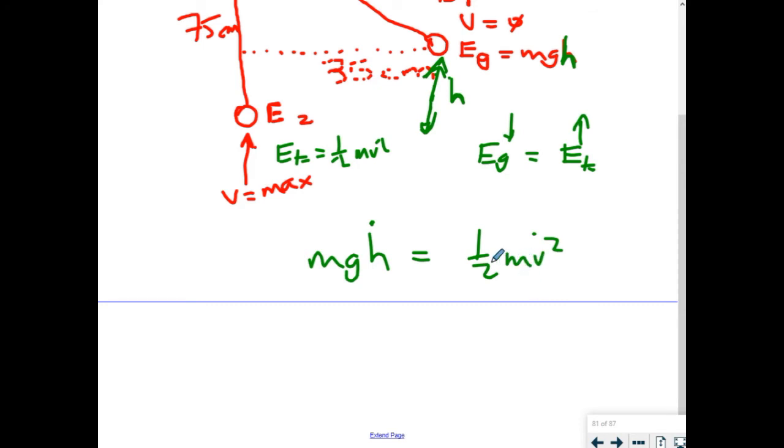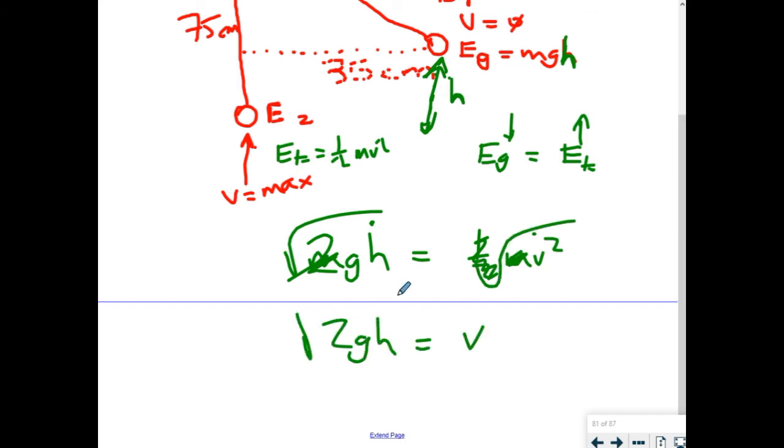Okay, so let's rearrange for velocity. It's the same thing we did last time. You could cancel mass off of both sides. You could times both sides by 2 and square root. And as long as I'm not blitzing through the algebra too fast for you, it's the same formula we had last time. Sweet. 2 times gravity times height. Done. 2 times 9.81 times height.